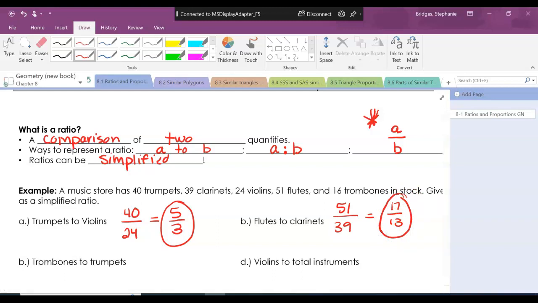So far, so good? All right, try the next two. Trombones to trumpets, and then violins to total instruments. So you're going to have to do a little bit of work for that one. Do the trombones to trumpets, and then do the violins to total instruments.